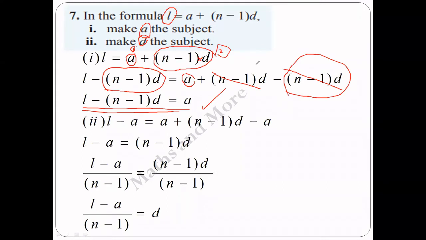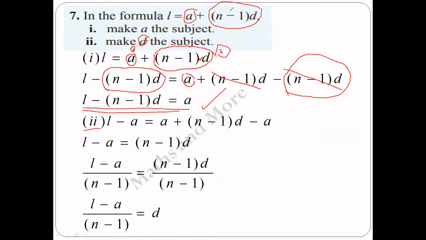Let's do some more questions. Here in Roman number 2, you have to make D the subject. So look at this formula again. There are two terms in the right hand side, this one and this one. You want to make D the subject in Roman number 2.